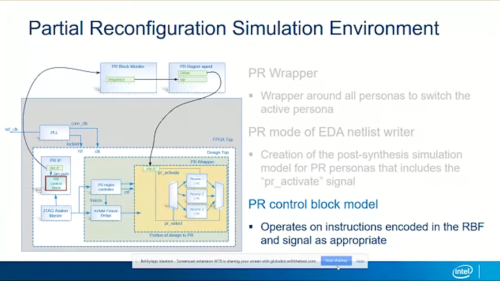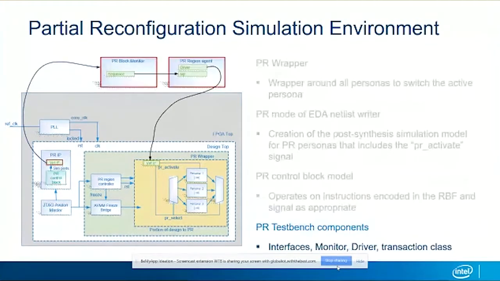The model uses a simulation partial bit stream from which it interprets the instructions to drive the two simulation ports that are SimState and SimPRID. These are actually connected to a SystemVerilog interface that allows monitoring of the state of the control block. These in turn can be connected to higher level components such as the monitor and driver that are shown here in red at the top of the diagram.